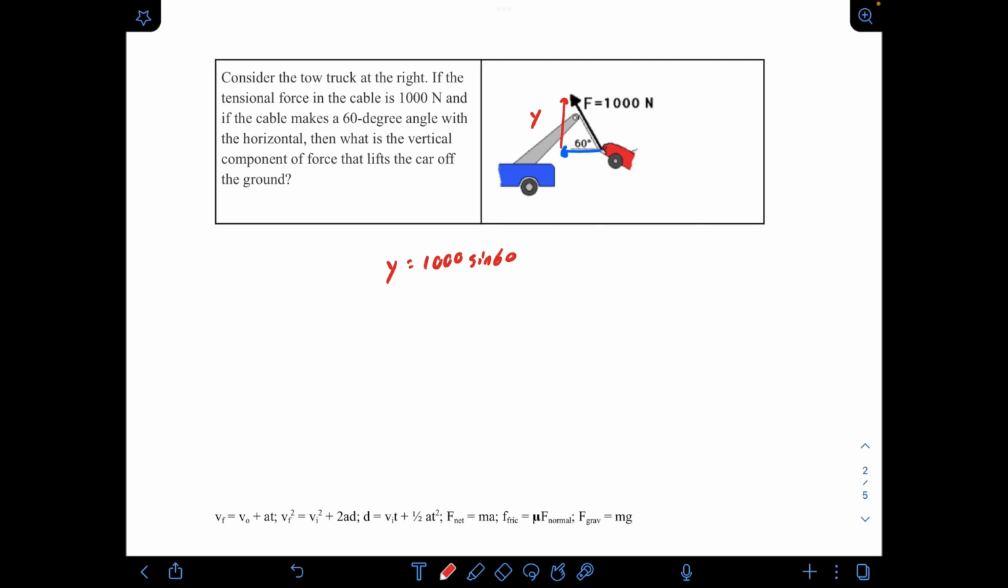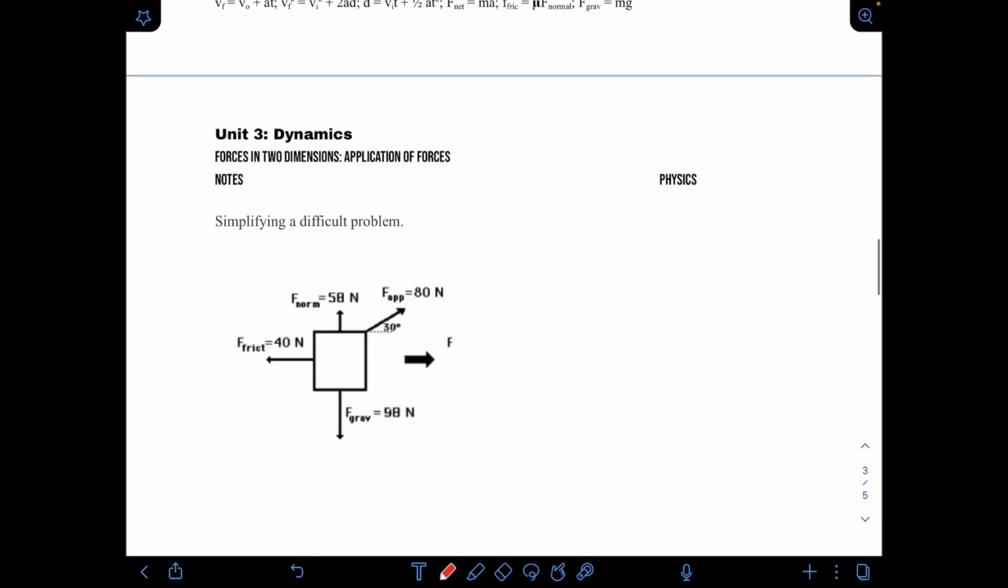And so the y component of force is about 866.03 newtons. And so we'd say something like this, the vertical component is 866.03 newtons. All right, so that's how we would end up saying that or solving that little question there.